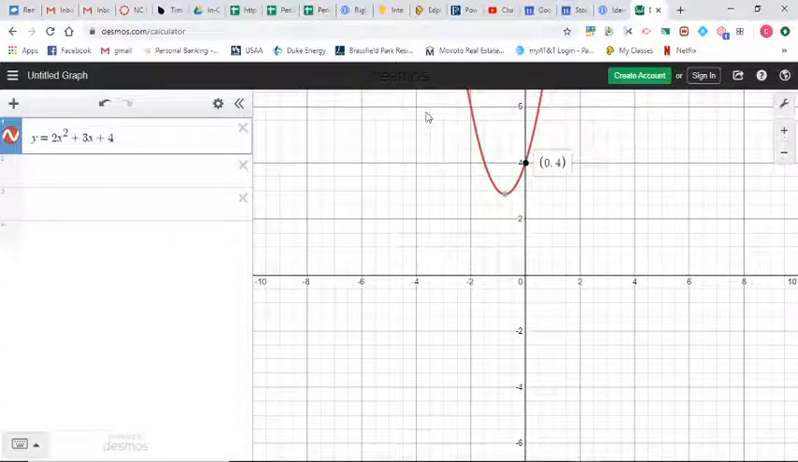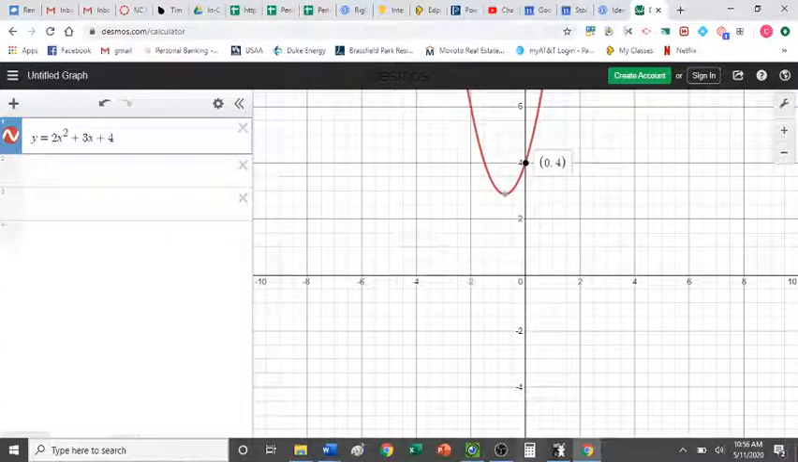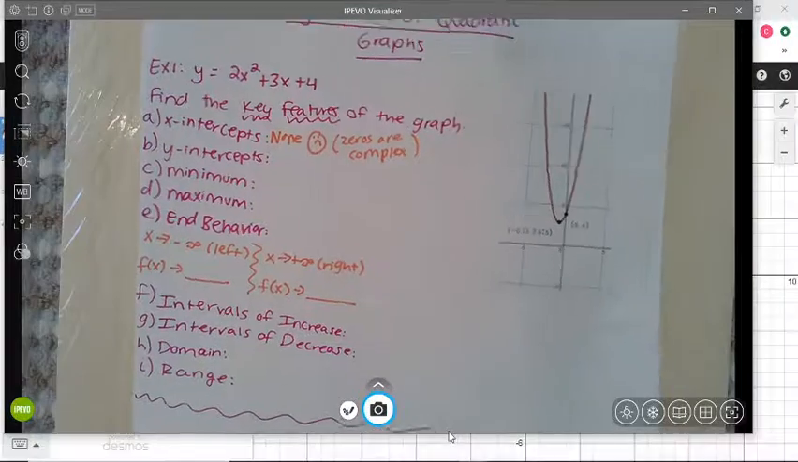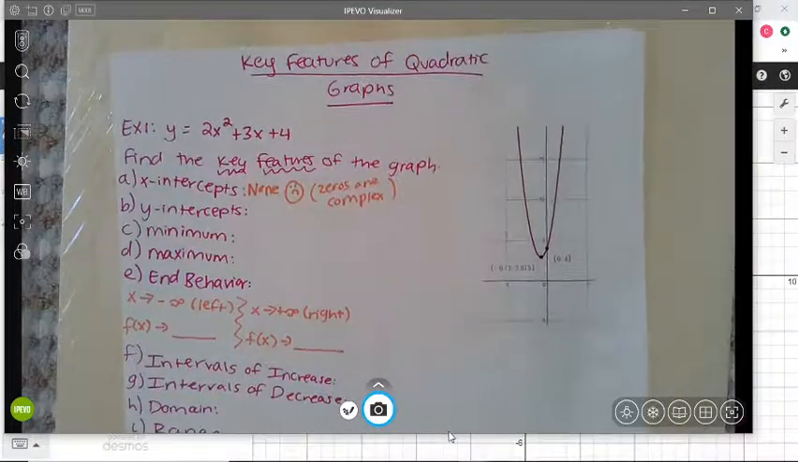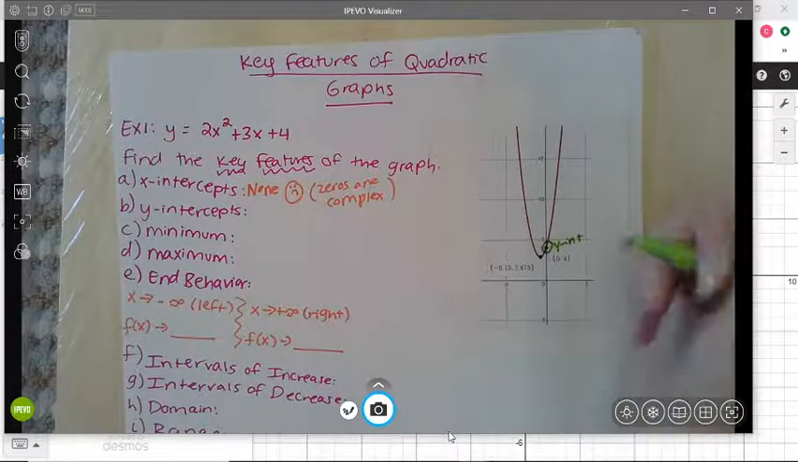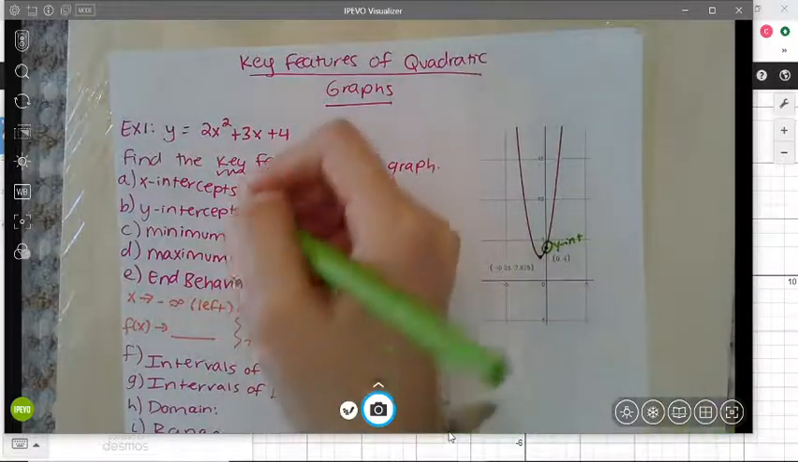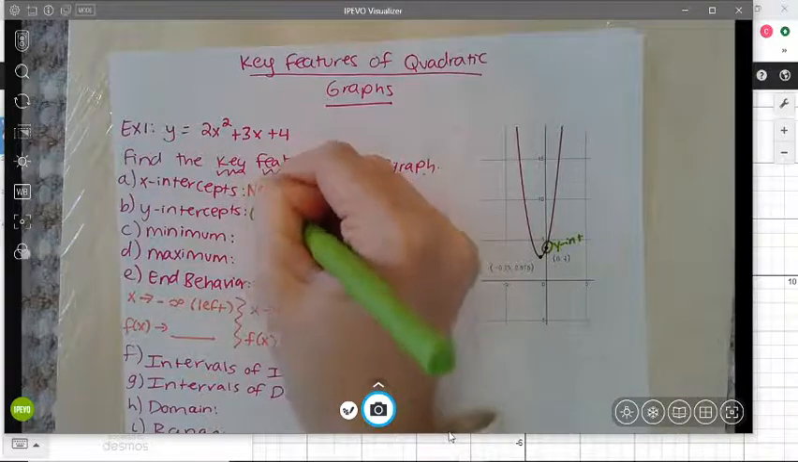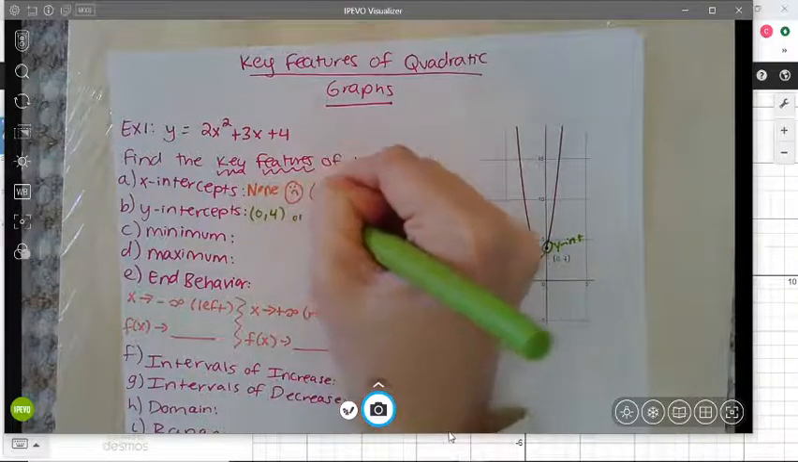Okay, so our y-intercept, I'm going to go back to here. Our y-intercept is right here. So this is our y-intercept, and it's at the point (0, 4). Or you can also say where y equals 4. There we go.